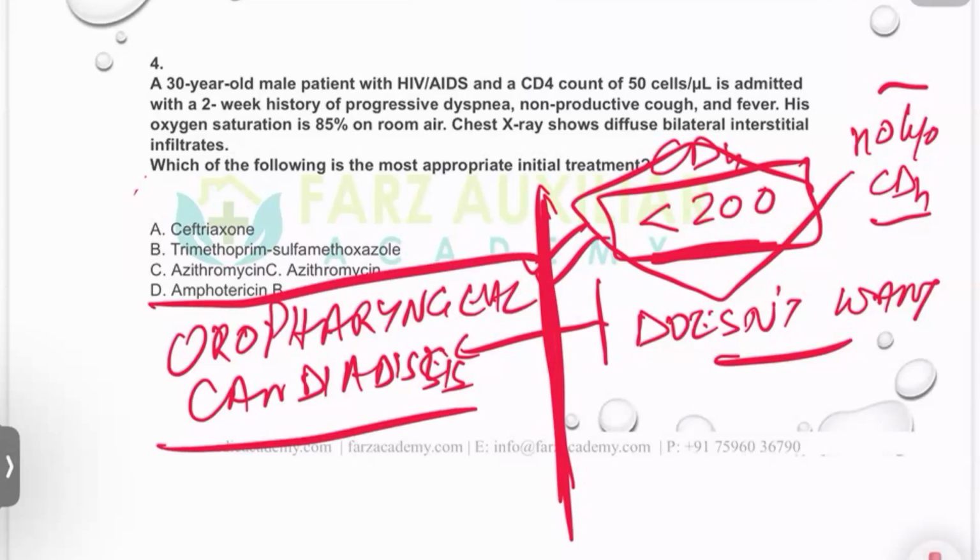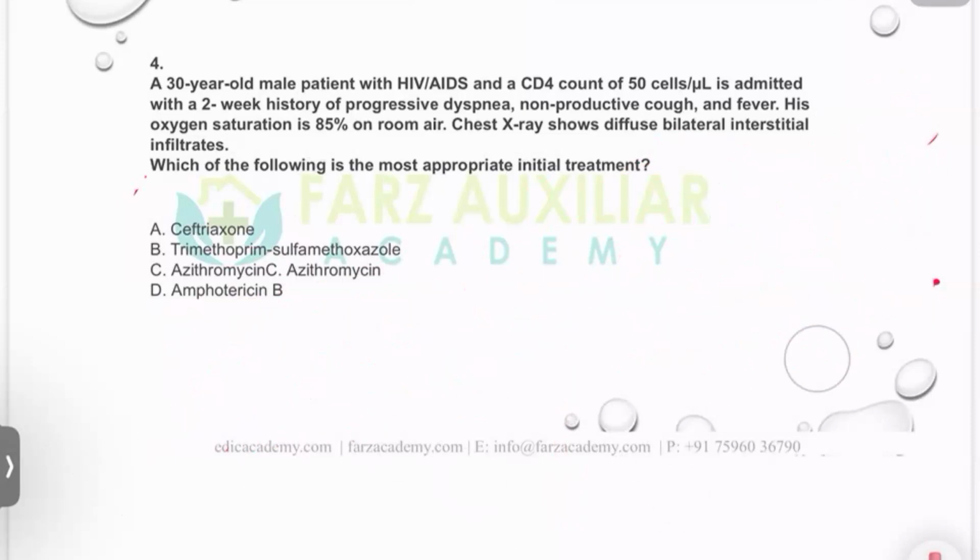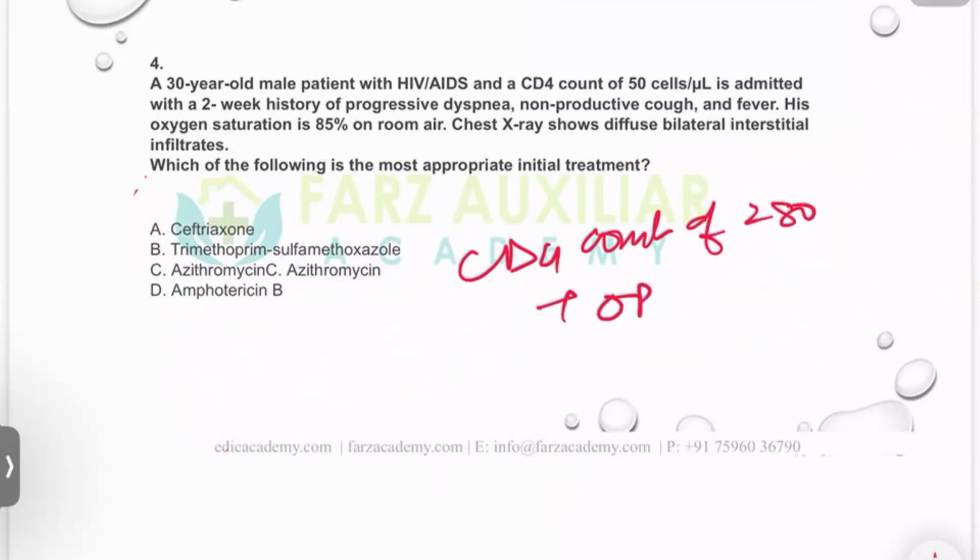That also brings me to a question. Let us say somebody has a CD4 count of 280 with oropharyngeal candidiasis. Should we start the patient on prophylaxis? Yes. What is the logical response to answer? Our answer is yes, because oropharyngeal candidiasis is one of the criteria to start the patient on prophylaxis. And what is the dose of prophylaxis? Trimethoprim sulfamethoxazole, double strength tablet once a day.